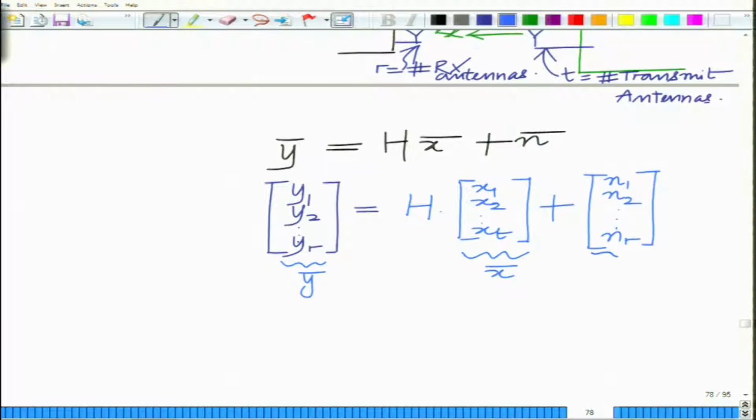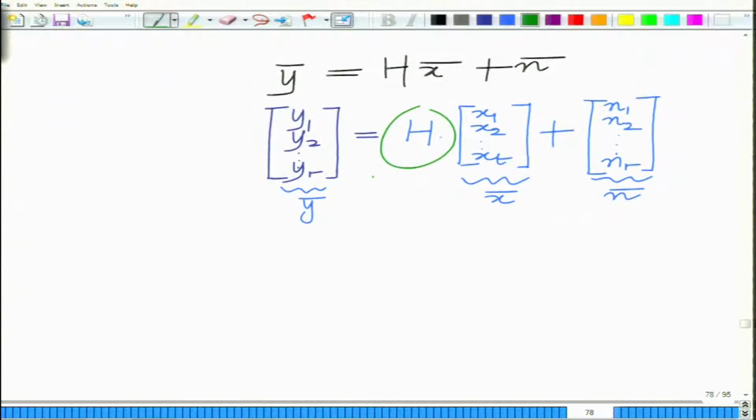So, this is your vector y bar which comprises your R received symbols, this is your vector x bar, this is your vector n bar, and this is the MIMO channel matrix H, which relates the R-dimensional received symbol vector to the transmit symbol vector x bar of dimension T. So, this has to be naturally of dimension R cross T, where R is the number of receive antennas and T is the number of transmit antennas. So, this is an R cross T MIMO channel matrix.